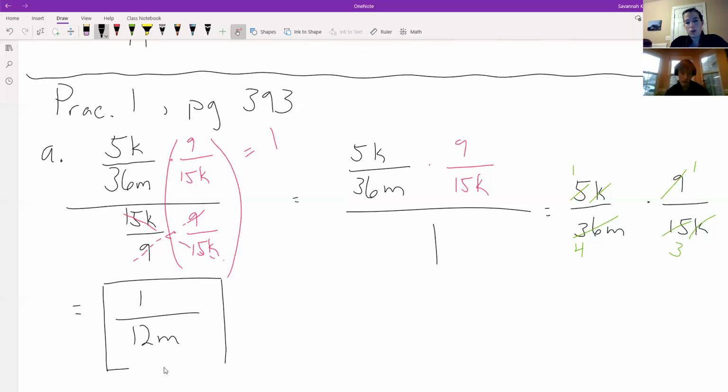There, so we have 1 over 12m, and that's our final answer. Okay, so that's the basics. It's the same exact thing in terms of big picture to what we were doing with the numbers. It's just now they've tacked in some variables, essentially.